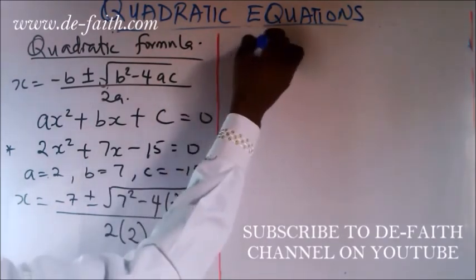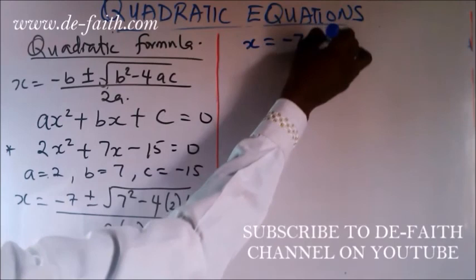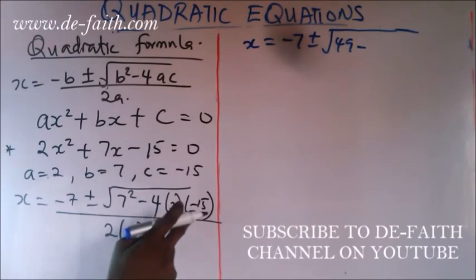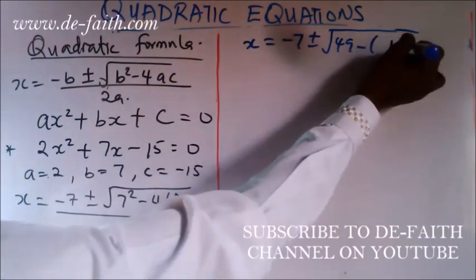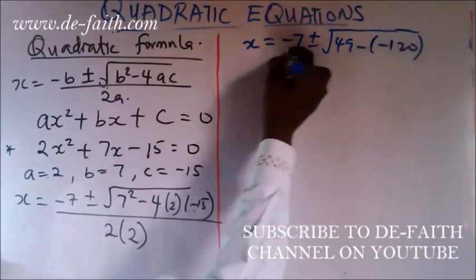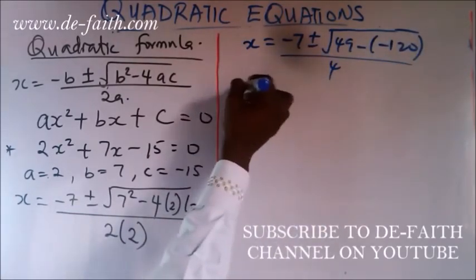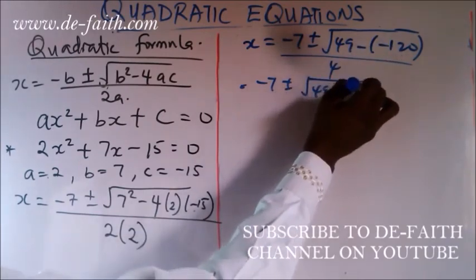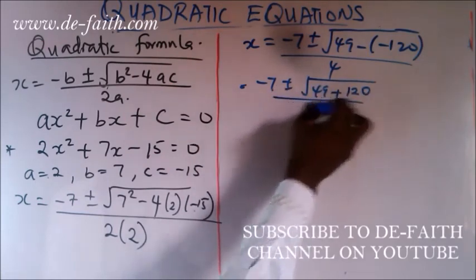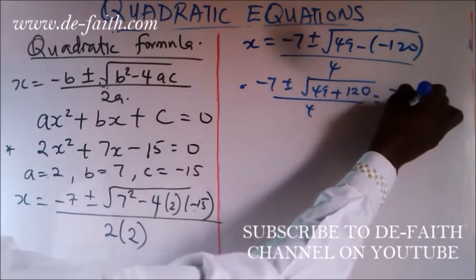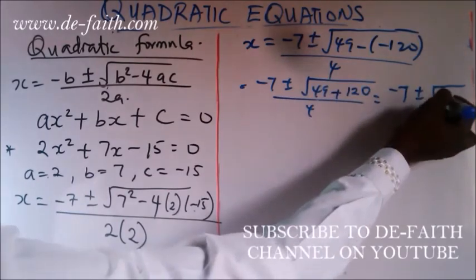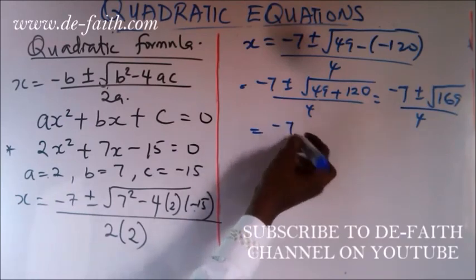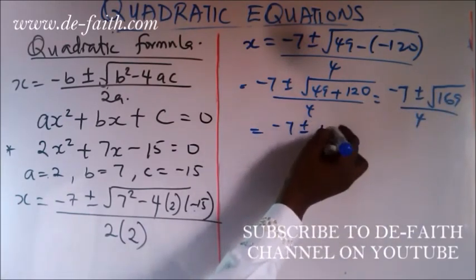Alright, so with this we have our x equal to minus 7 plus or minus square root of 7 times 7 is 49, minus 4 times 2 is 8, then 8 times 15 gives 120. And don't forget that we have our minus here, so everything divided by 4. So we'll have minus 7 plus or minus 49, minus times minus is plus 120, over 4. So 49 plus 120, that's 169 over 4. So we'll have minus 7, square root of 169 is 13, over 4.